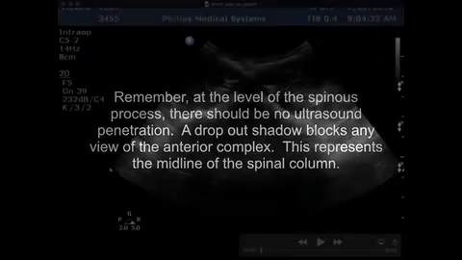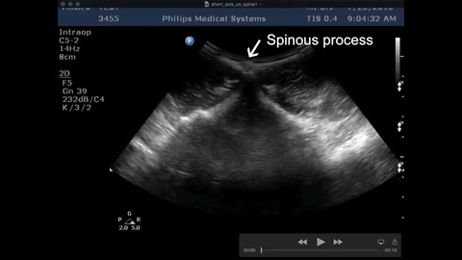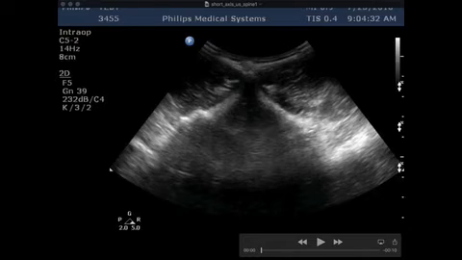Remember, at the level of the spinous process, there should be no ultrasound penetration. A dropout shadow blocks any view of the anterior complex. This represents the midline of the spinal column. This principle is demonstrated here. The dropout shadow is indicated. The spinous process is indicated as well. Note that you cannot see the anterior complex because the ultrasound beam is being blocked.